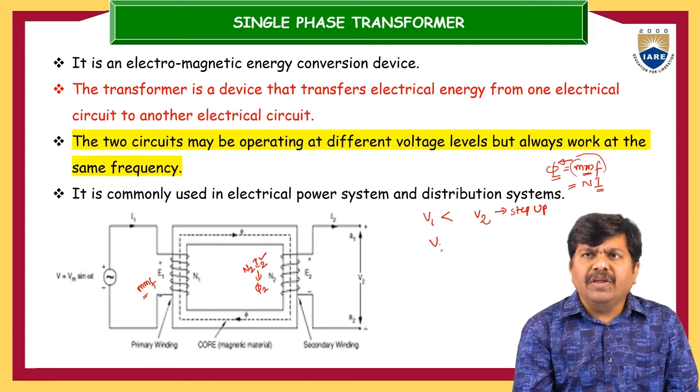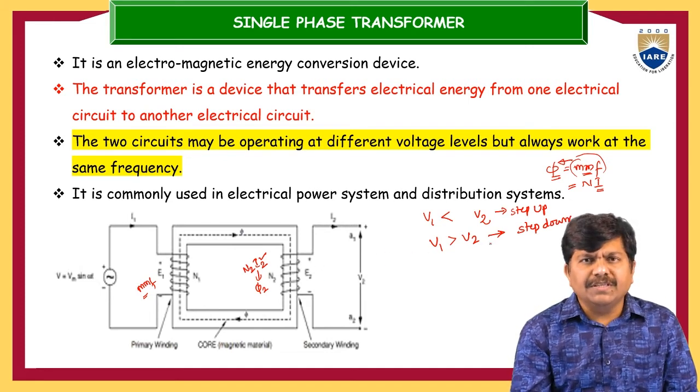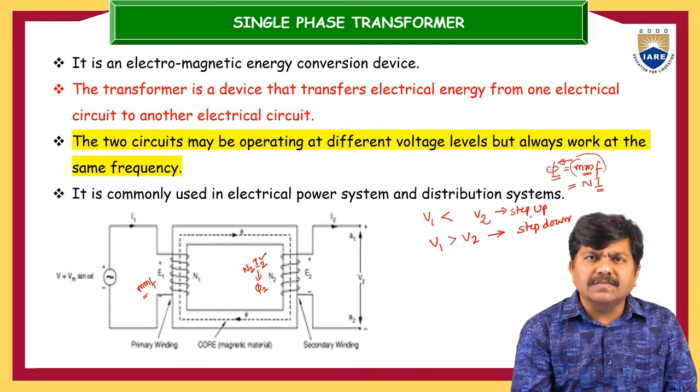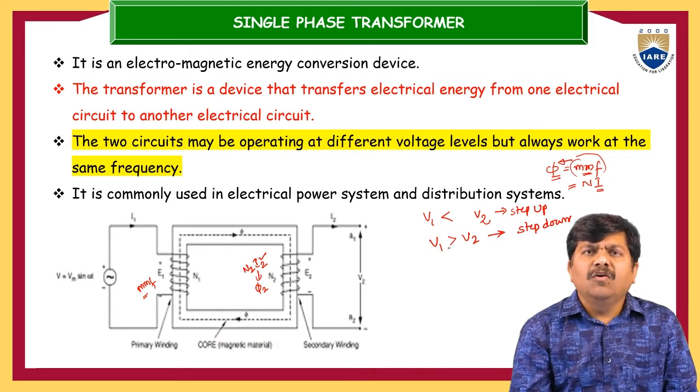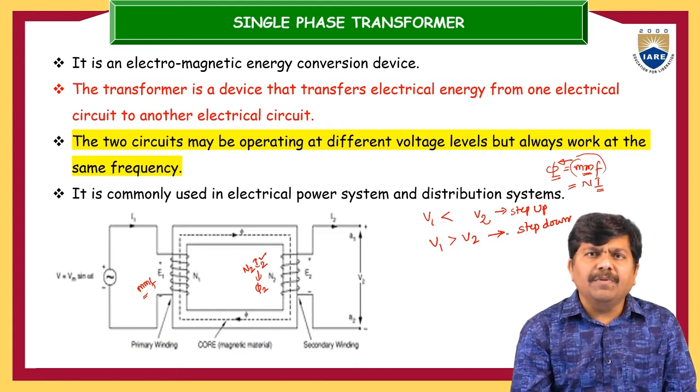If V1 is greater than V2, then this is the step-down transformer. It means the transformer is a device which transfers electrical energy from one circuit to another circuit by changing the voltage values or current values. The voltage may be increased or the current may be increased.